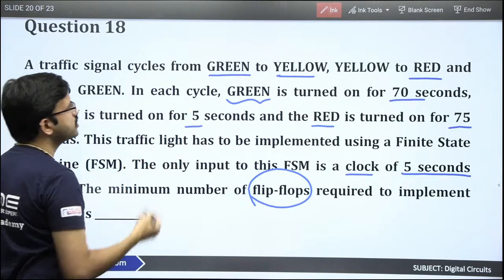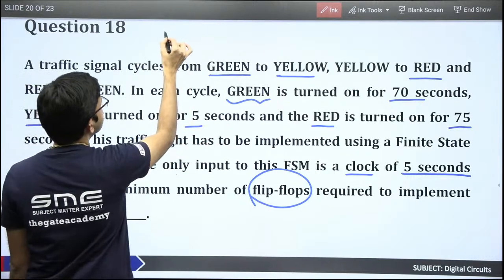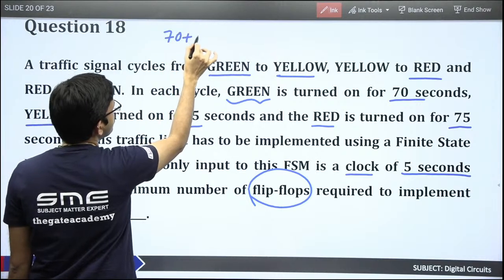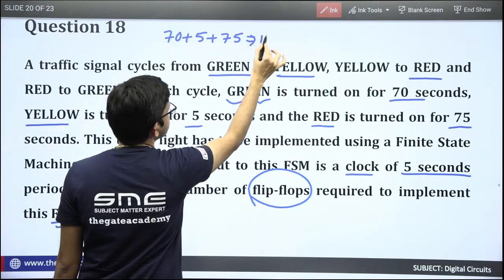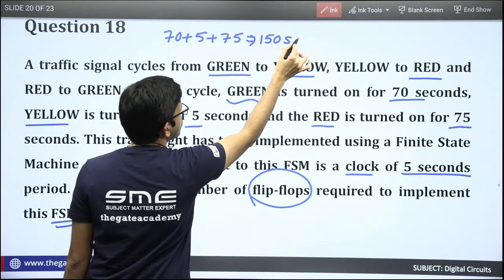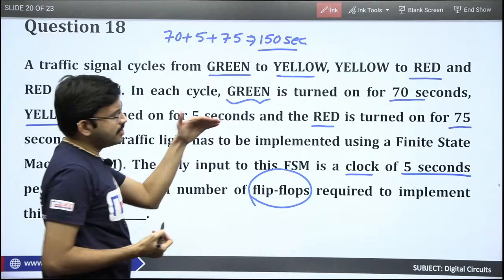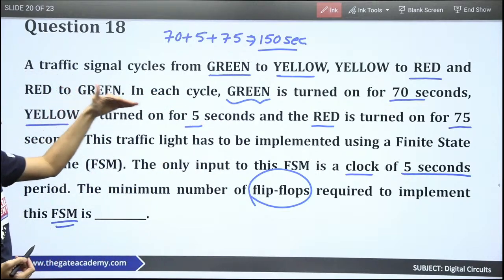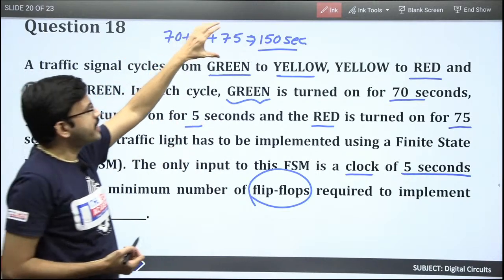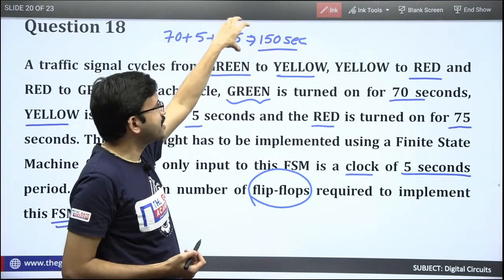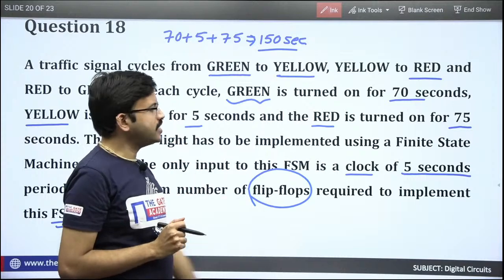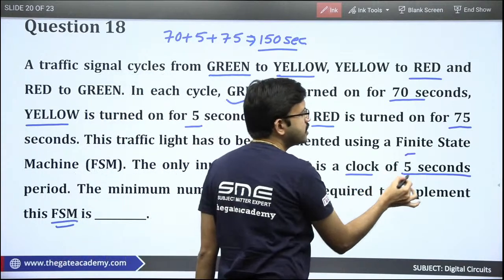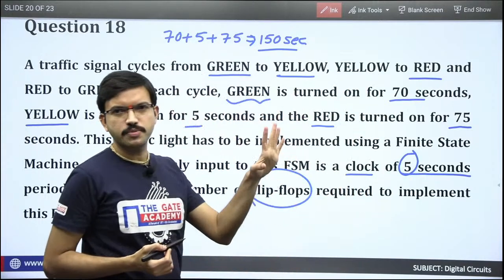Just add all these 3: 70 plus 5 plus 75, so you will get 150 seconds. So in order to turn on green, yellow and red one time, it takes 150 seconds. But for this particular system, we are providing a clock signal which has only a 5 second period.